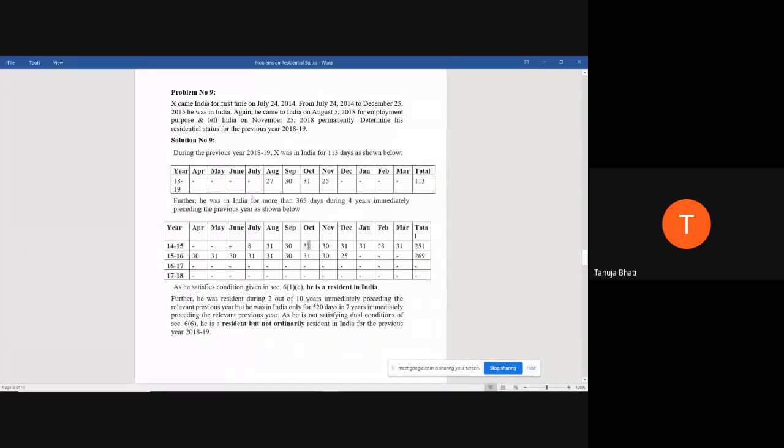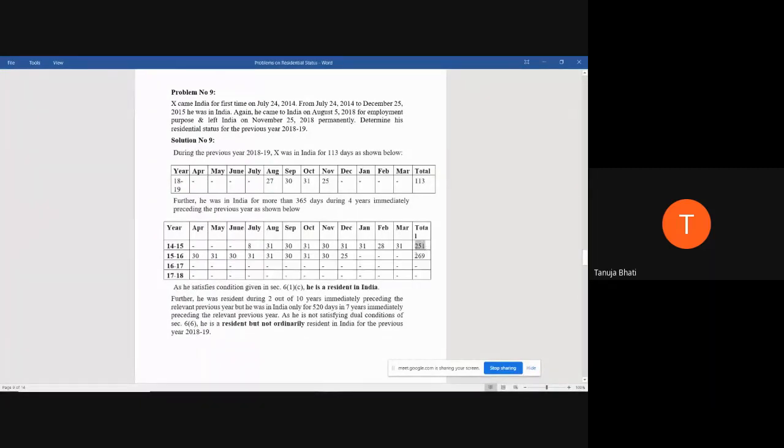Then the next year, 15-16, he left India on December 25th, 2015. So he was in India in April, May, June, July, August, September, October, November, and on December 25th he left India. So I've taken December as 25 days, because on December 25th he left India. Now he directly came into India on August 5th, 2018. Now, 2018 comes as the previous year, but we have to just check the 4 years preceding the relevant previous year. So obviously, in these 2 years he never came to India, so the number of days is nil.